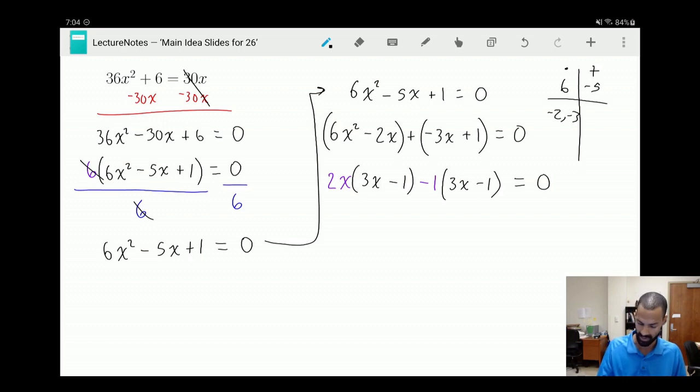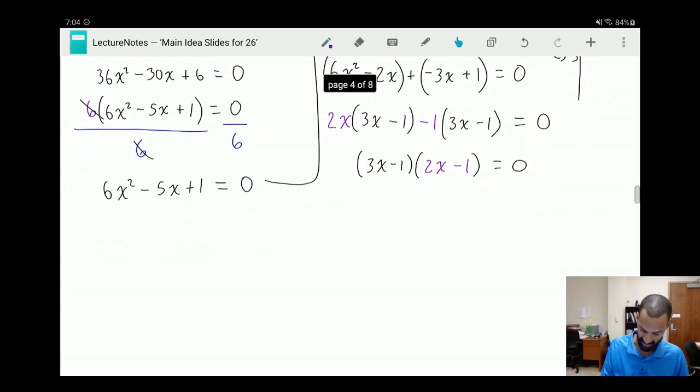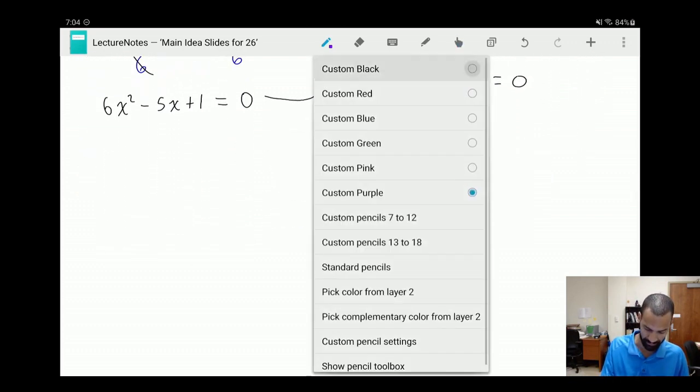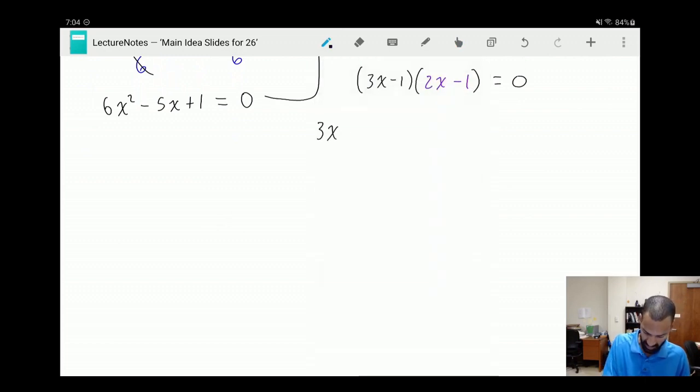Okay, anyway, so 2x times 3x minus 1 minus 1 times 3x minus 1. 3x minus 1 is a common factor. 2x minus 1 is what's left over when you factor out the 3x minus 1. Okay, so we have 3x minus 1 times 2x minus 1 equals 0. The zero product property now applies because we have something times something equals 0. 3x minus 1 equals 0. 2x minus 1 equals 0. Let's solve these both.